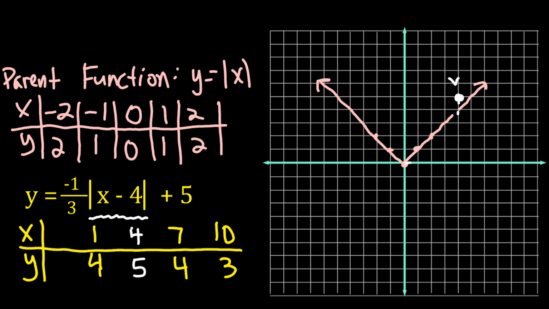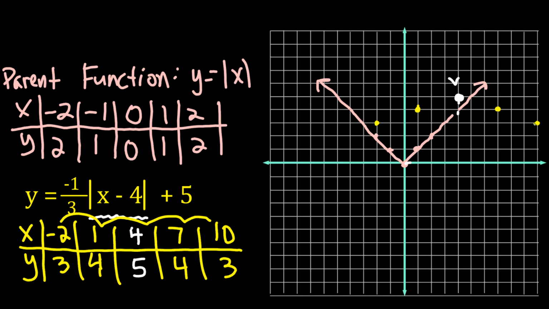And then we're going to keep going in the same trend. So we're going to go to -2, because we just keep going down 3 each time we go to the next number. So -2 minus 4 is -6. Absolute value of that is 6. 6 times -1/3 is -2. Plus 5 is 3. So we have a bunch of points here that we're going to graph. We've got -2, 3. We have 1, 4. We have 4, 5. I've already graphed that one. We have 7, 4. And we have 10, 3.